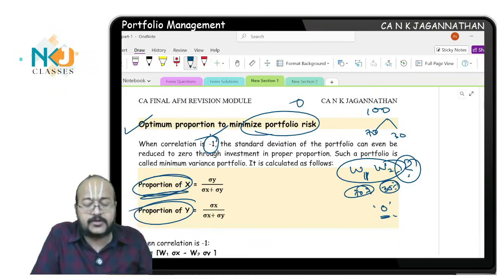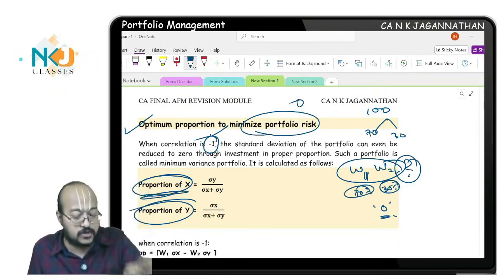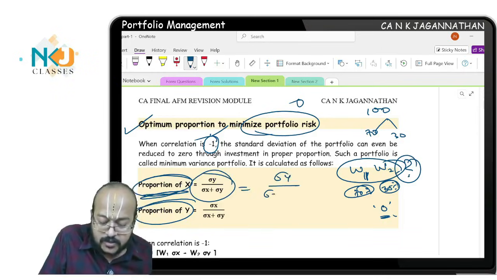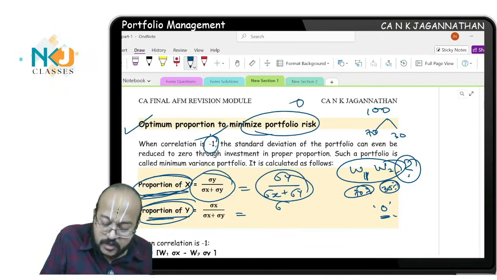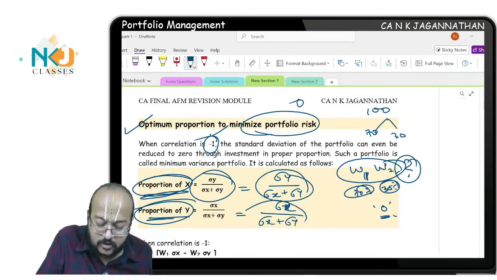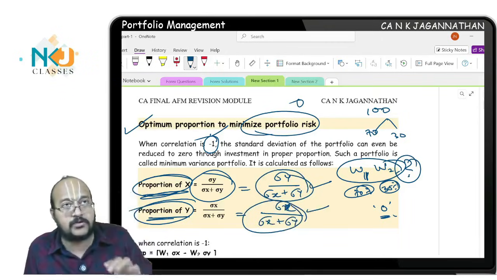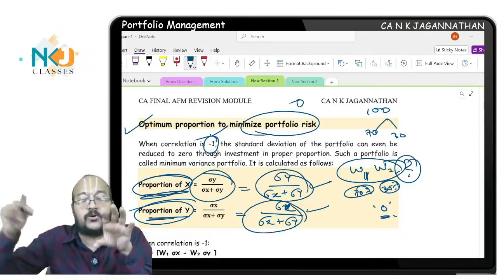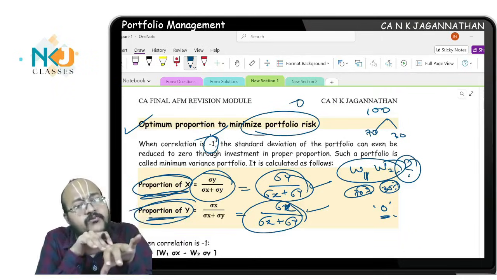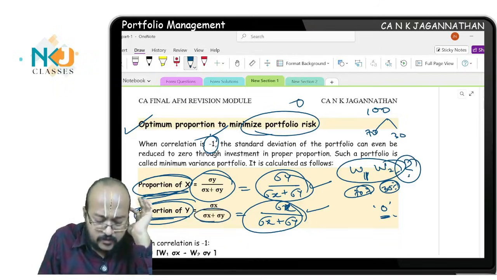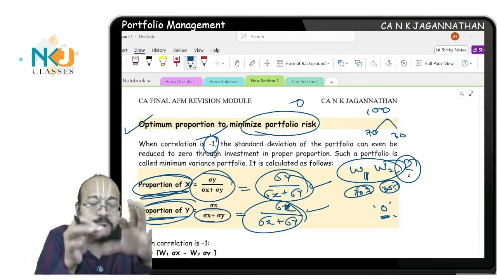Very simple. What is the proportion of x when correlation is -1, to bring the portfolio risk to 0? Simply sigma y divided by sigma x plus sigma y. The proportion of y is nothing but sigma x in the numerator, divided by sigma x plus sigma y. Are you all understanding this? What is the proportion of x? Sigma y divided by sigma x plus sigma y. What is the proportion of y you should invest? Sigma x in the numerator, divided by sigma x plus sigma y; the denominator remains the same.